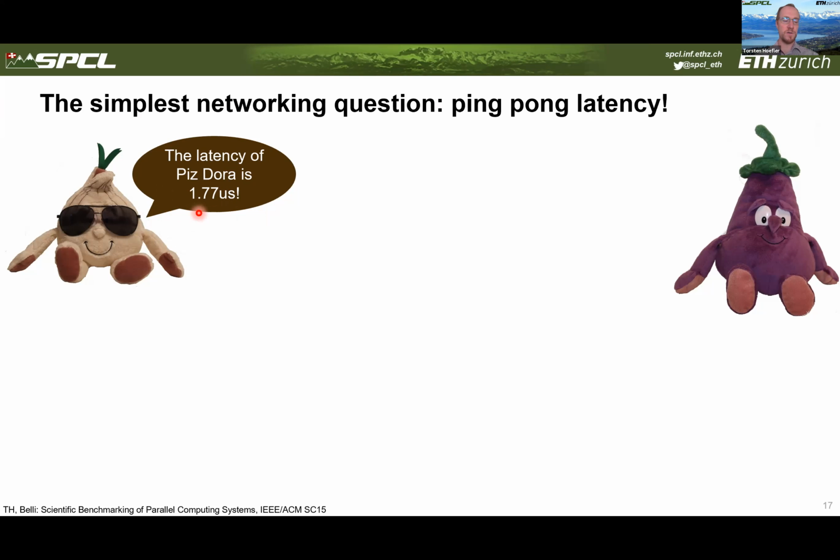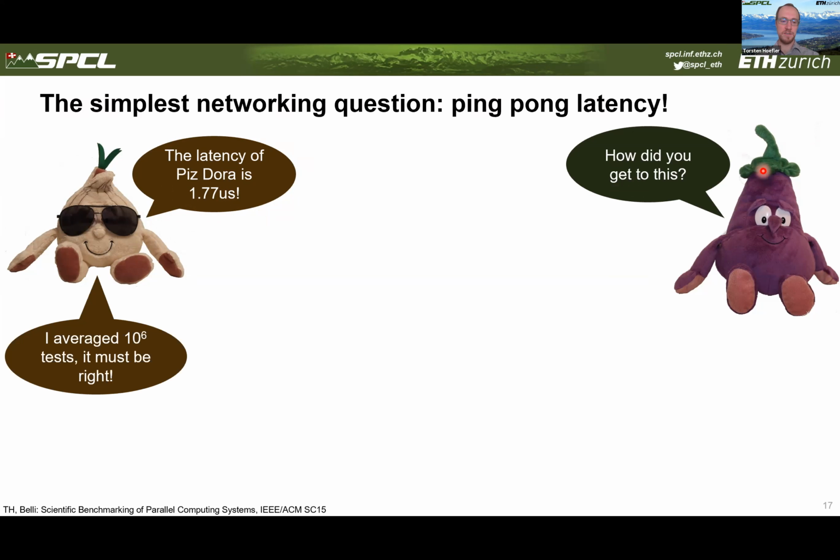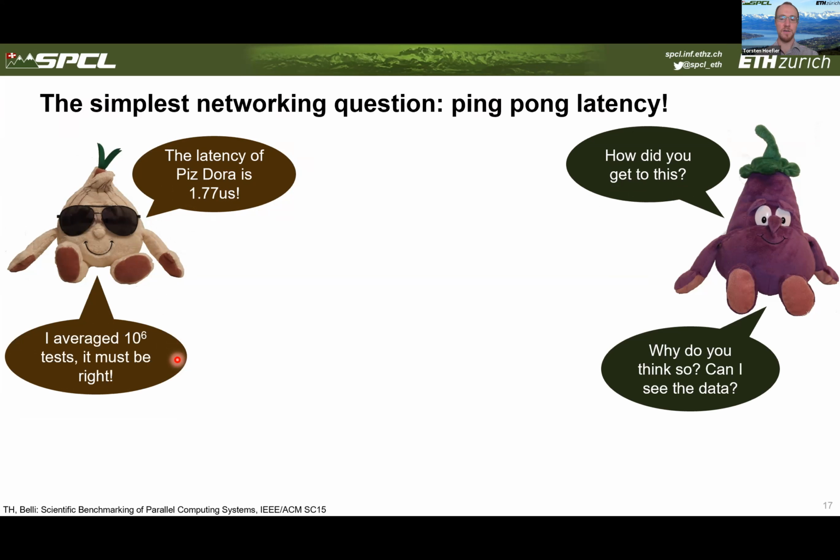By the way, the system is a Cray Shasta system based on the Aries network architecture. So now the question is, how do we get this? Well, Garth ran 1 million tests and averaged across these 1 million tests and strongly believes that the result must be right.